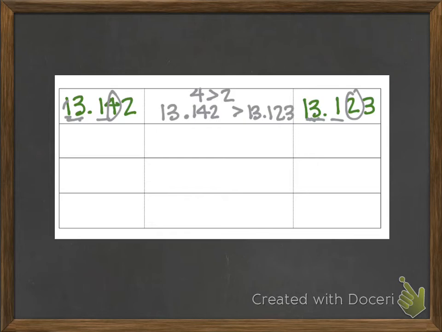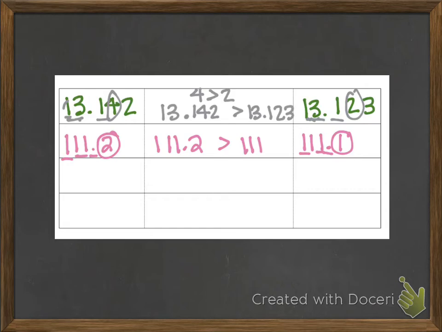Moving on to two more numbers. We have 111.2 and then we have 111.1. So again, comparing the numbers, 1, 1, 1, 1, 1, 1. And if we look at these two numbers, 1 is less than 2. So this would read 111.2 is greater than 111.1.